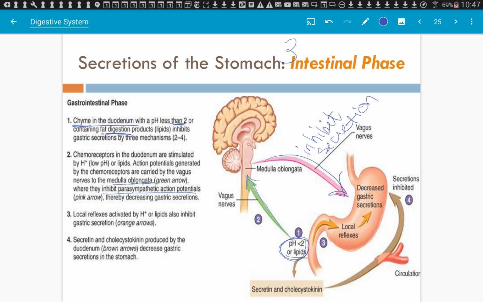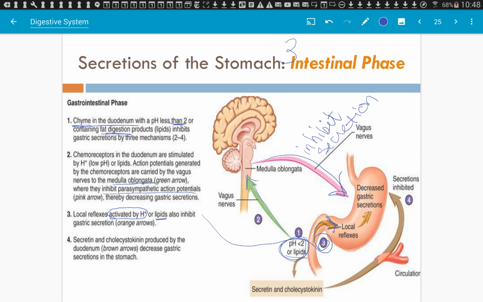In addition, you also have local reflexes, and it says it's activated by hydrogen ions. Well, the definition of an acid is something that donates hydrogen ions to a solution. So the presence of hydrogen ions indicates that it is acidic. Okay, so that's why hydrogen ions are important here. So hydrogen ions, which indicate acidity, or lipids, will also inhibit the secretion. So that's your local reflexes in orange. Okay, so 3 is what's going on here, inhibiting those.